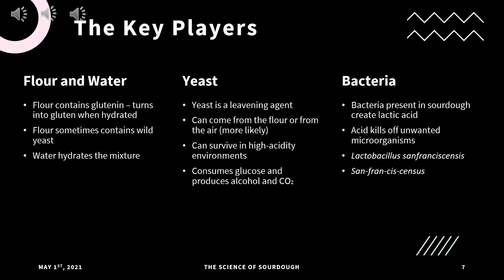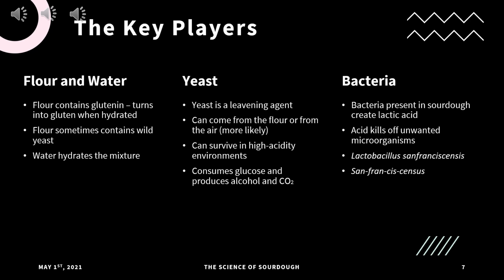So a lot of people wonder how you can make a loaf of bread when you don't add yeast, which is a typical leavening agent. A lot of the yeast that is in sourdough comes from the flour. Flour can contain wild yeast. It also often comes from the environment, like the air around it, where natural yeast can get in there and start reproducing. Water just hydrates the mixture and allows for gluten to form and for the live microbials to flourish.